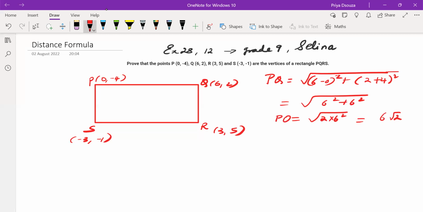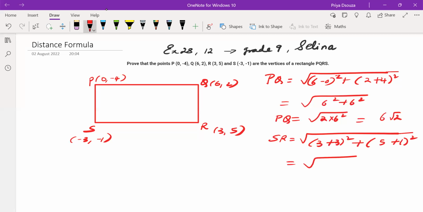That's my PQ. Let me find out SR. Yes, distance formula. What is SR? Square root of, you have S as (-3, -1), R is (3, 5). So (x2 minus x1) the whole square, 3 minus of minus 3, that is 3 plus 3 the whole square, plus (y2 minus y1) the whole square. That would be 5 minus of minus 1, that is 5 plus 1 the whole square. That is again 6 square plus 6 square, twice of 6 square, which is the same thing, which is 6 root 2. So we have established PQ and SR.